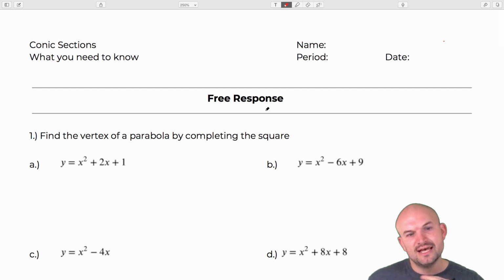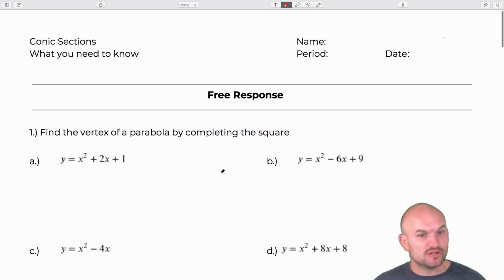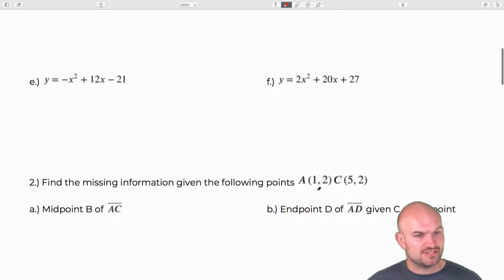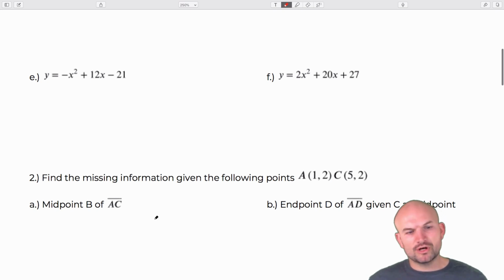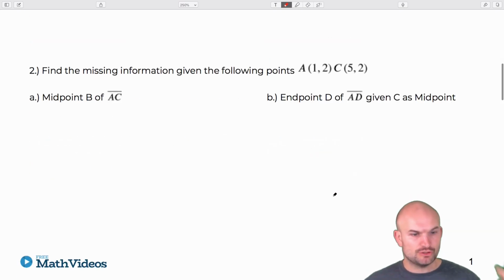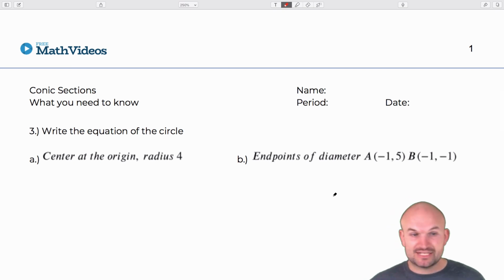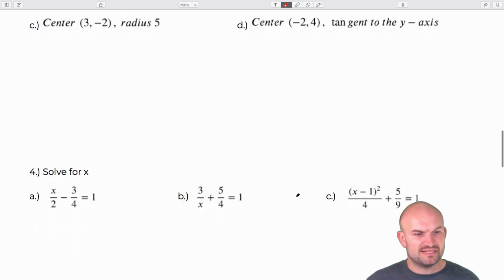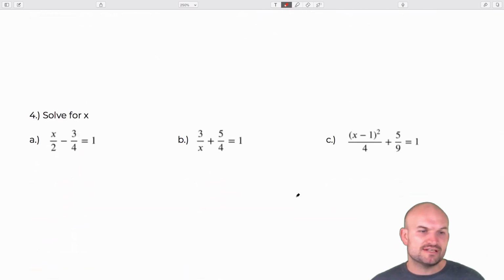So what I chose was completing the square problems, finding the vertex of a parabola by completing the square. Also have ones where we have terms that we need to factor out, divide those out. We're going to work on how to identify the midpoint as well as how to identify the endpoint when we're given one endpoint and a midpoint. Some good old geometry questions. We're going to practice writing the equation of a circle given some different pieces of information. And then we'll just go back to solving some equations, solving for x when we have a rational equation. Nothing crazy, but just some problems to go through the practice of what we can do.